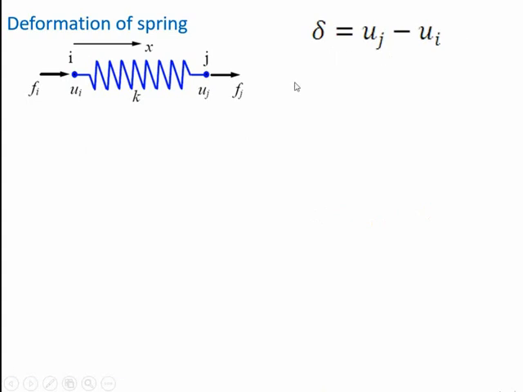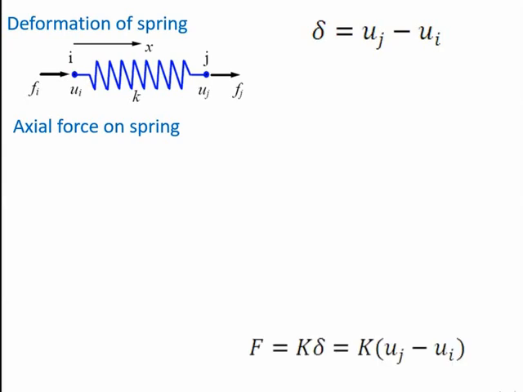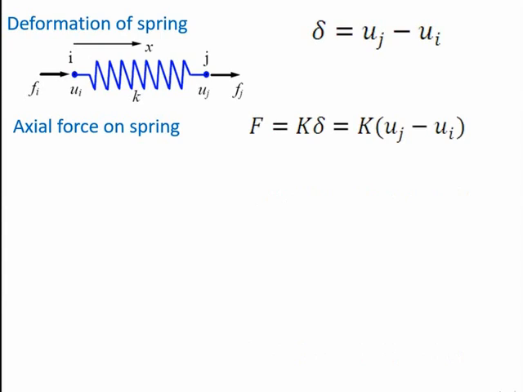Next, axial force on the spring. You know the axial force on the spring is equal to stiffness into deformation, that is K delta. K delta is the force on the spring. You know this relation also. You have already studied that force is equal to K delta. Now I will use the value of delta from here, and I am going to write K into Uj minus Ui, that is the force on the spring.